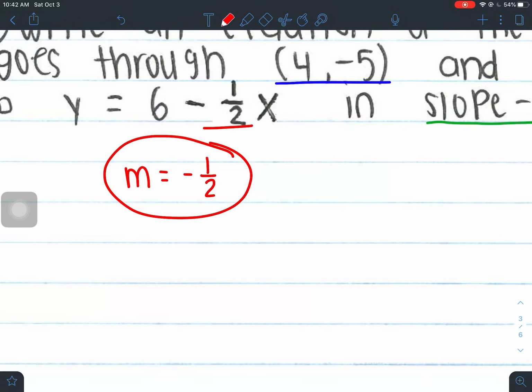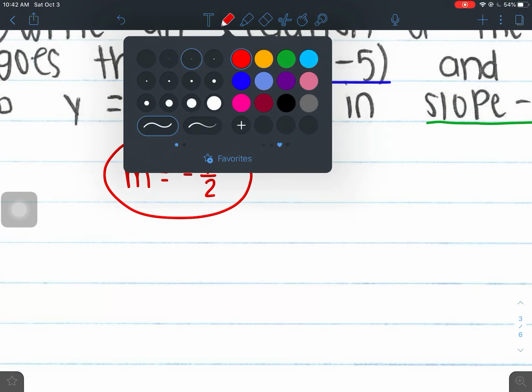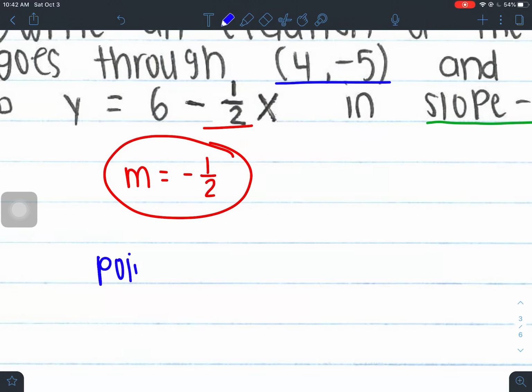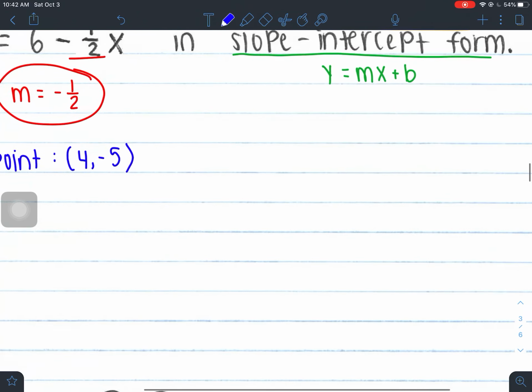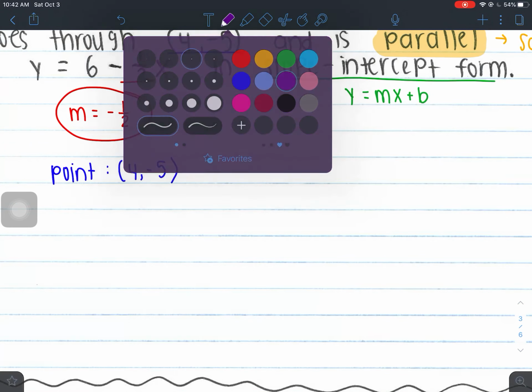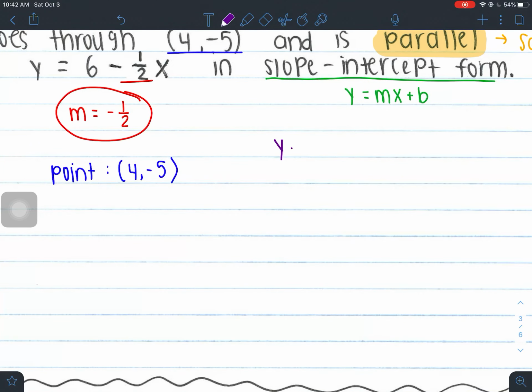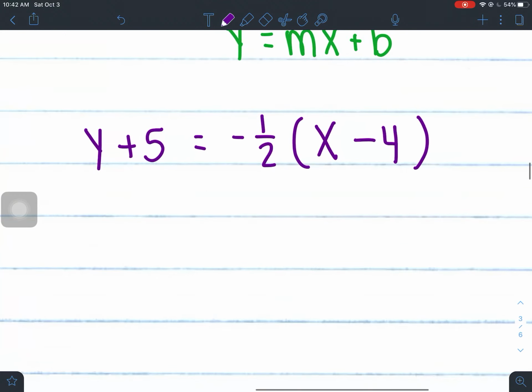So I'm going to use the negative 1/2, and then I'm going to use the point that they give me, which is 4, negative 5. I have a point, and I have a slope, so I'm going to start in point-slope form. So we have y plus 5, because the y gets plugged in first, equals negative 1/2 times x minus 4. Okay? So we're going to move on. Now we want this in slope-intercept form, so we are not done.